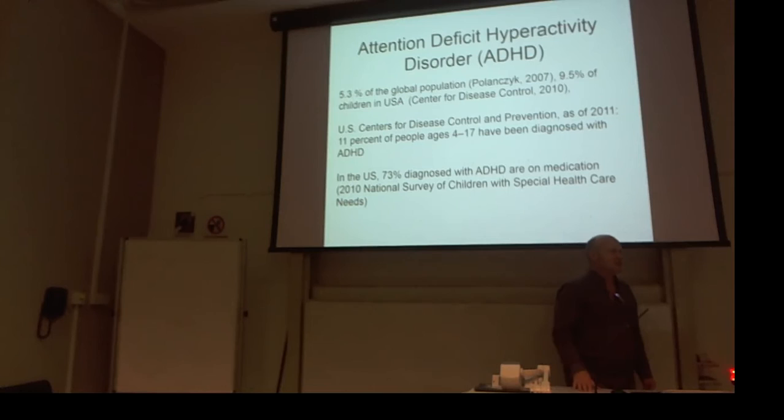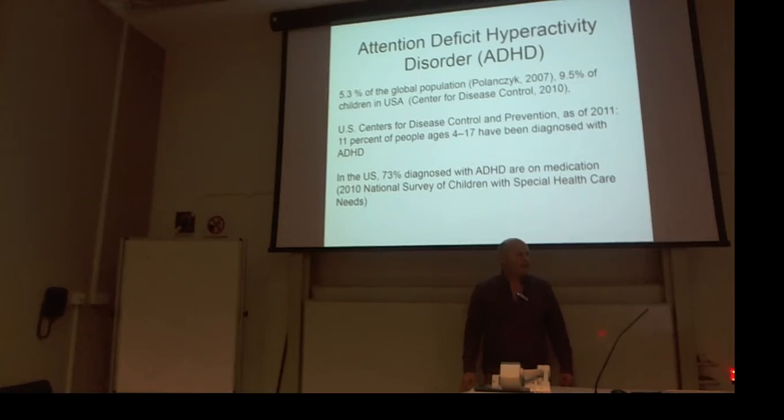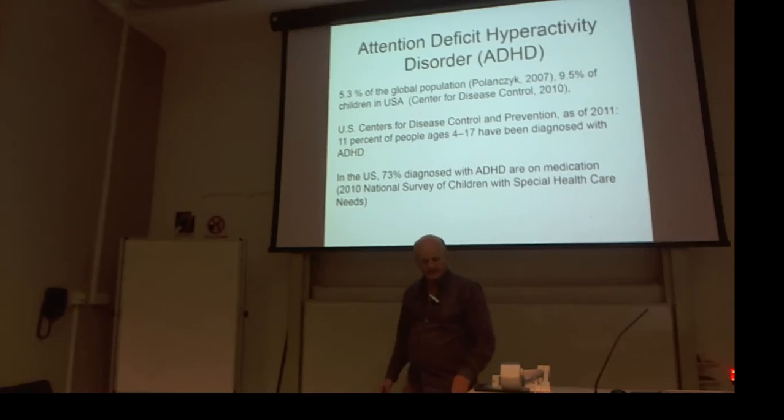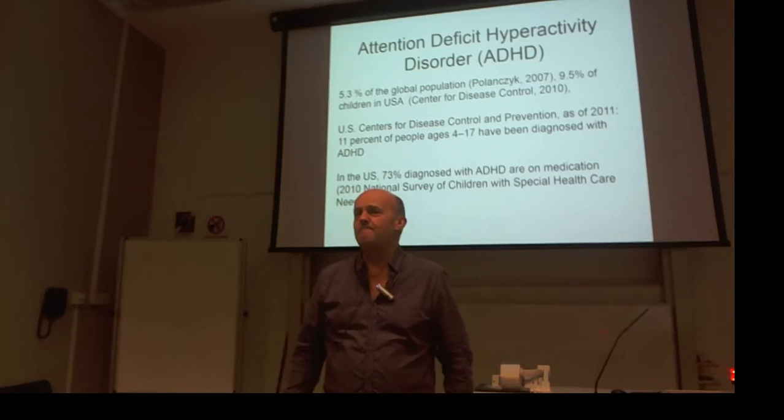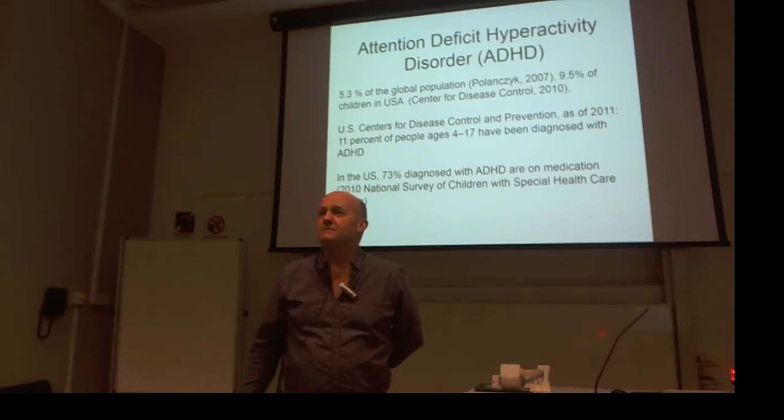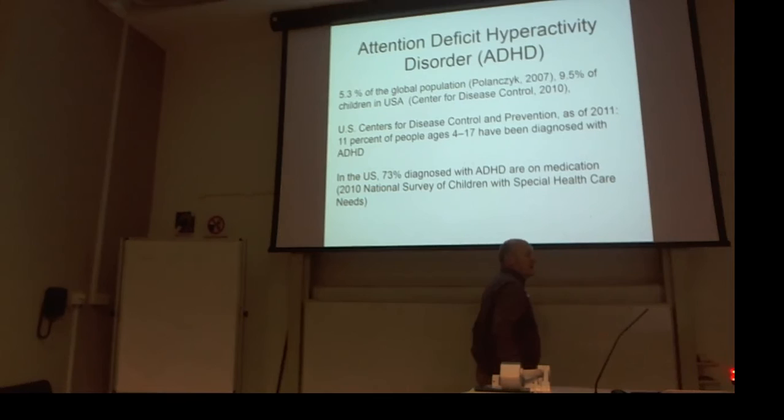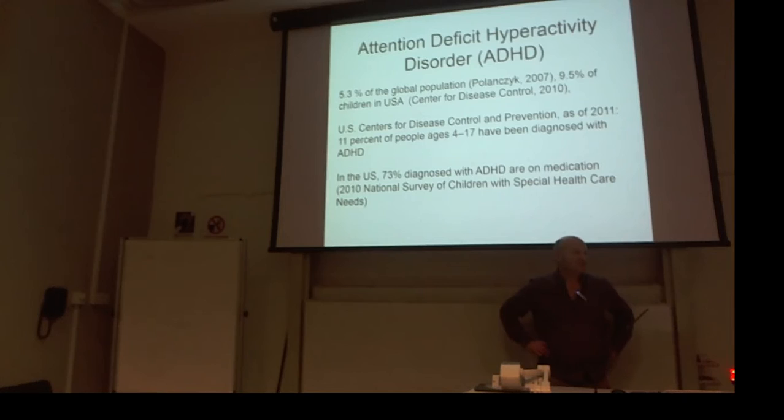Right, so I've got a few more up-to-date statistics in a minute, but ADHD is something that we're becoming more and more aware about. The levels of diagnosis are very different in different countries. There are a lot of controversies around ADHD in terms of its diagnosis and its treatment. In the US, we got around about sort of 5% of the global population, it's been estimated, but for some reason in the US we have much higher rates of diagnosis.